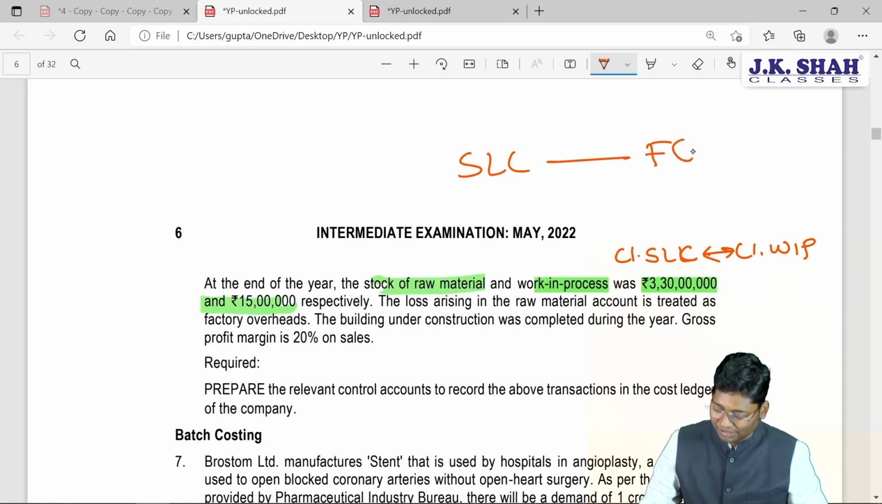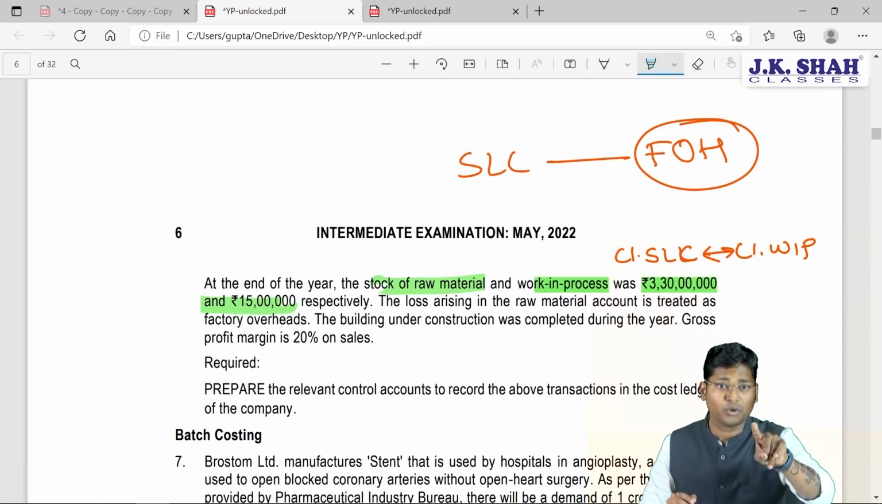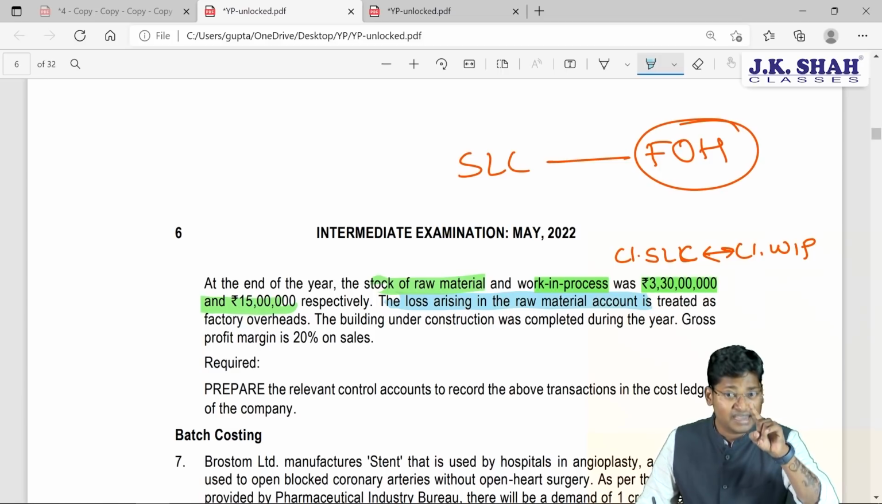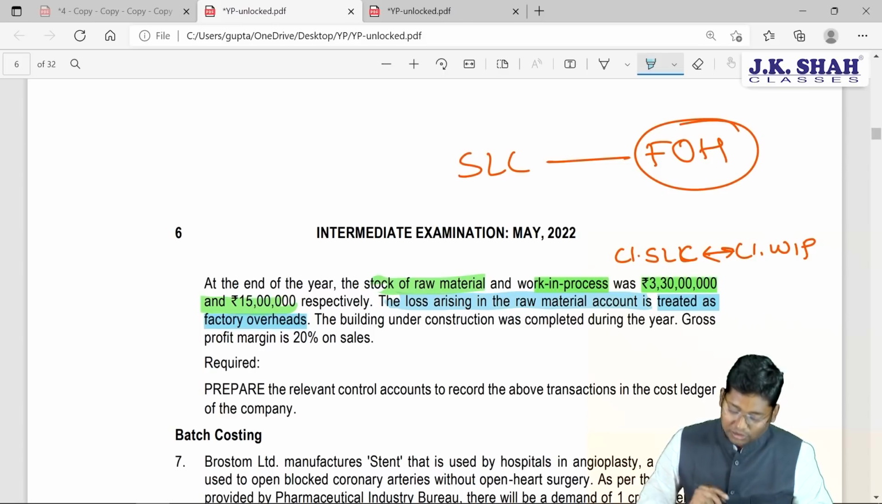SLC account balancing figure is to be transferred to FOH account. Sir, why? We are going to consider that as a normal loss, and it is mentioned in the question. The loss arising in the raw material account, means SLC account, store ledger control account, is treated as factory overhead. So, this balance is to be transferred to factory overhead.